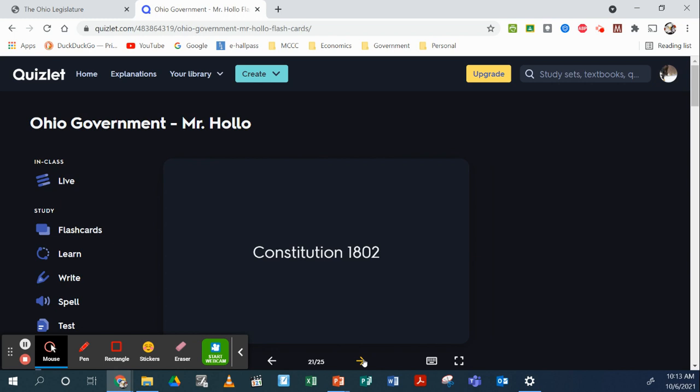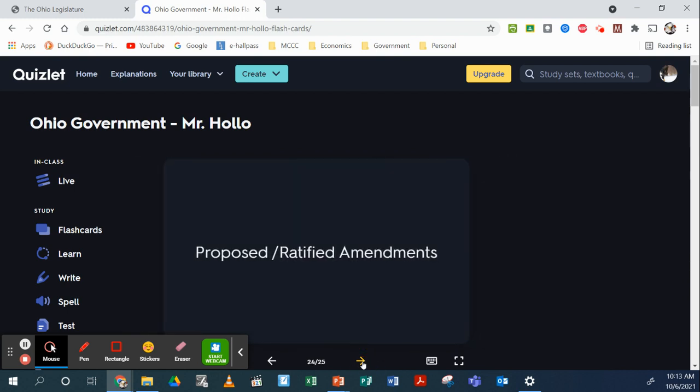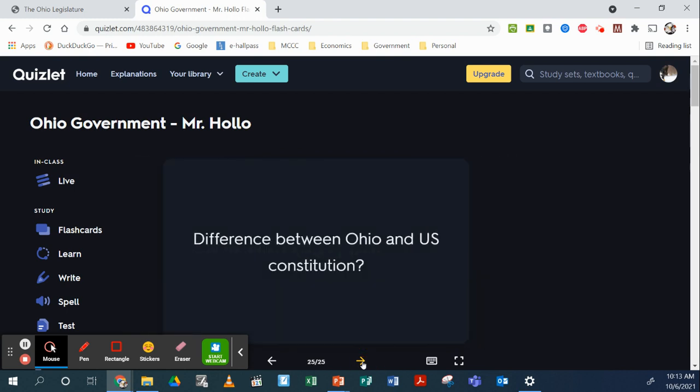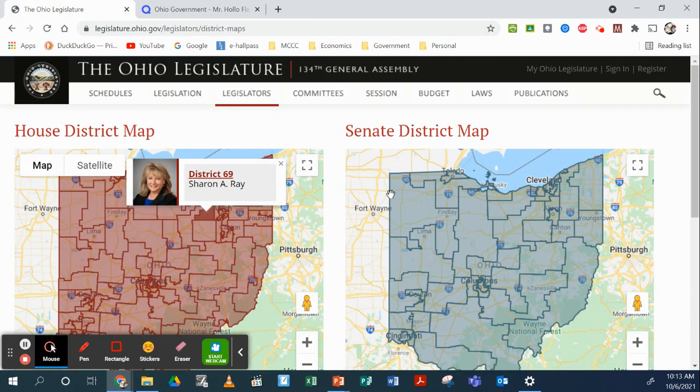Lieutenant governor, judicial branch. Most of these, again, you guys are okay. That's that 1802 thing. Ohio's $20 million debt, funded by giving the canal companies. Constitution. Proposed ratified amendments. So nothing major there.